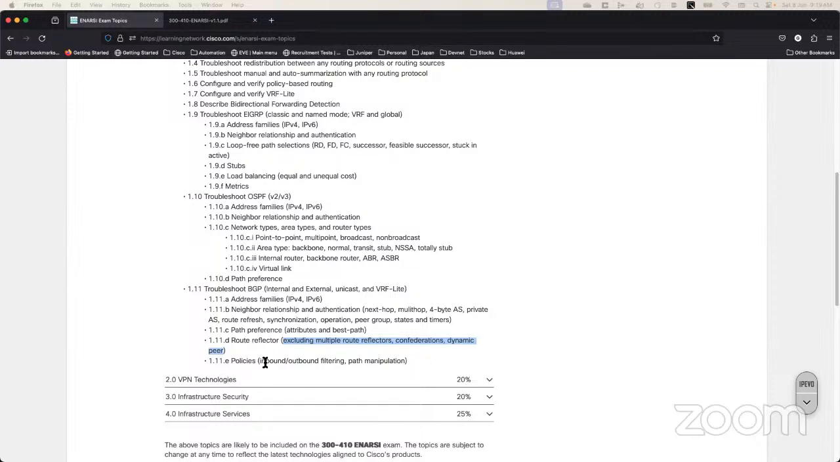Policy, inbound filtering, path manipulation, how we manipulate the path in BGP, incoming as well as outgoing, that we'll be covering in detail, right?